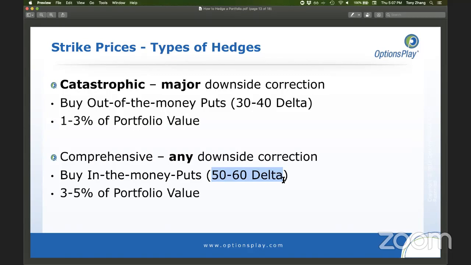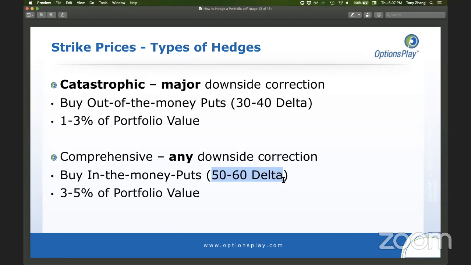Open interest really doesn't give you any indication of liquidity. High open interest does mean high liquidity, but low open interest does not mean low liquidity. So that's, again, a very big fallacy of open interest. Don't use open interest as a way to gauge liquidity. The spread between the bid and the ask price is a much better gauge for liquidity.